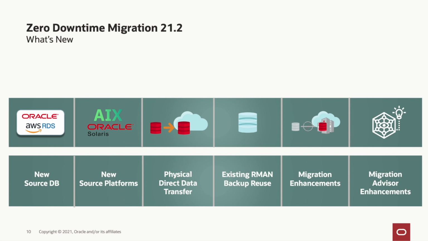We also have the ability to do physical direct data transfer, which means for physical migration, if you want, you can avoid the need of using a backup location. And I'll explain more about that in slides to come. You can also, for physical migration, if you already have an RMAN backup, you can reuse it rather than actually having ZDM create a new one.